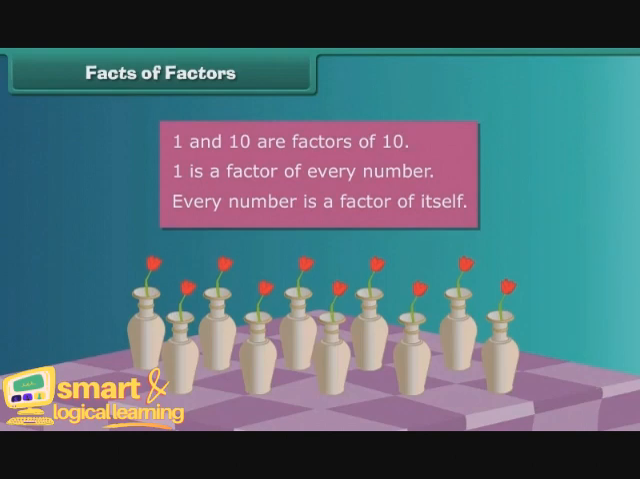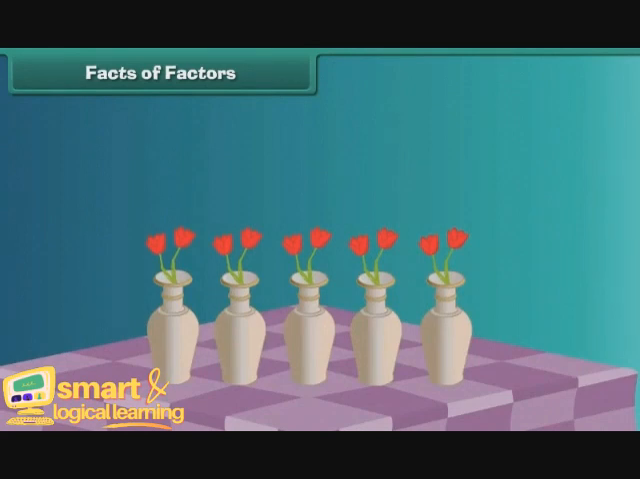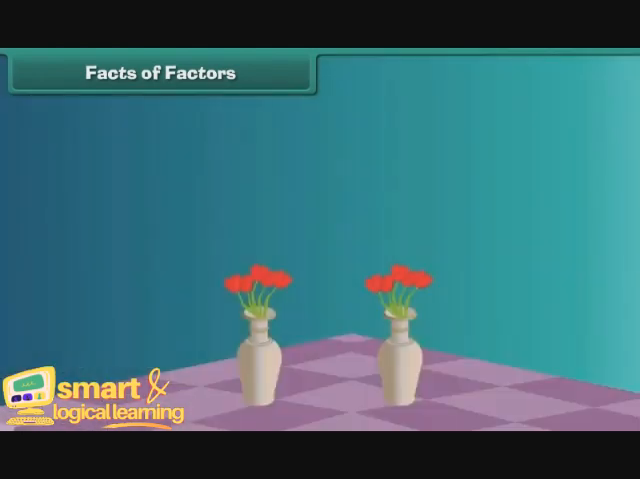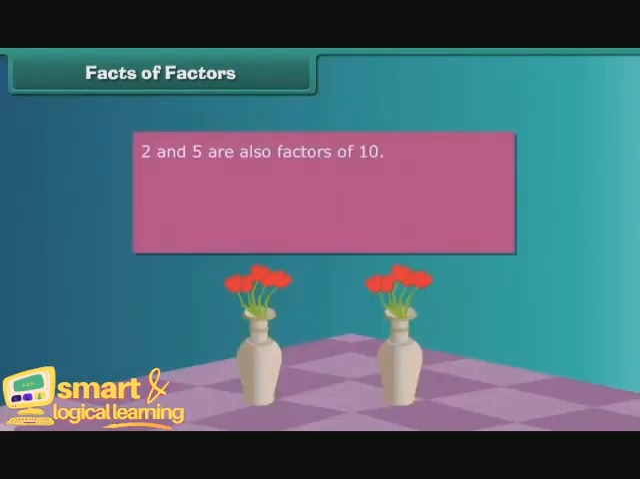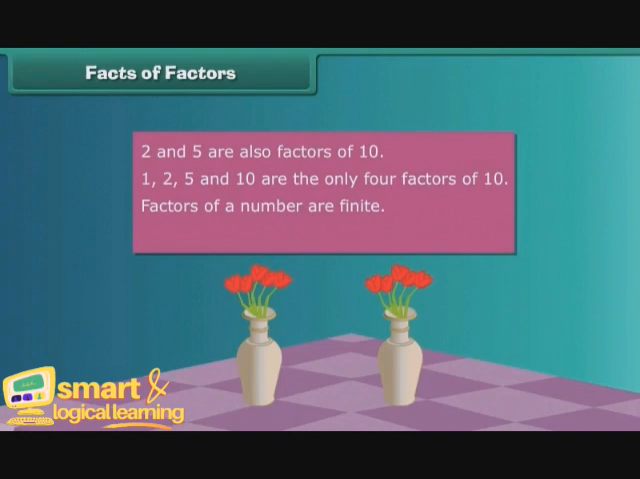Prerna's mother tries out another arrangement. She places the roses 2 each in 5 vases. We can express this arrangement as 2 multiplied by 5 is equal to 10. Prerna's mother tries out one more arrangement. She places 5 roses each in 2 vases. We can express this arrangement as 5 multiplied by 2 is equal to 10. 2 and 5 are also factors of 10. As there are no more arrangements possible, it is clear that 1, 2, 5 and 10 are the only 4 factors of 10. Therefore, we can say that factors of a number are finite. A number is the greatest factor of itself.